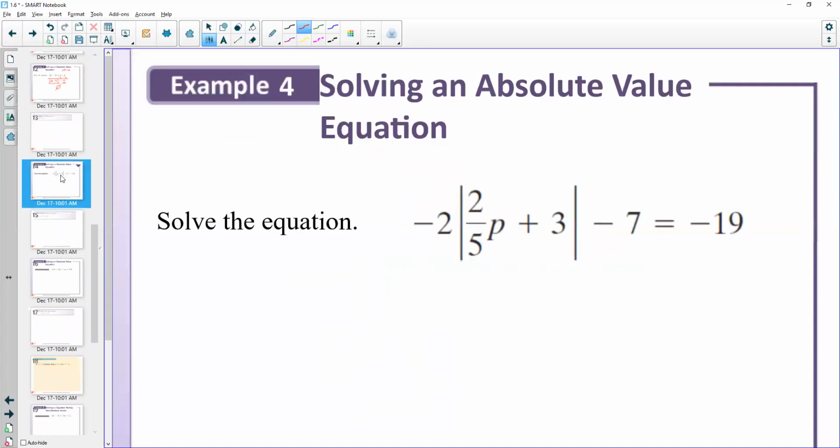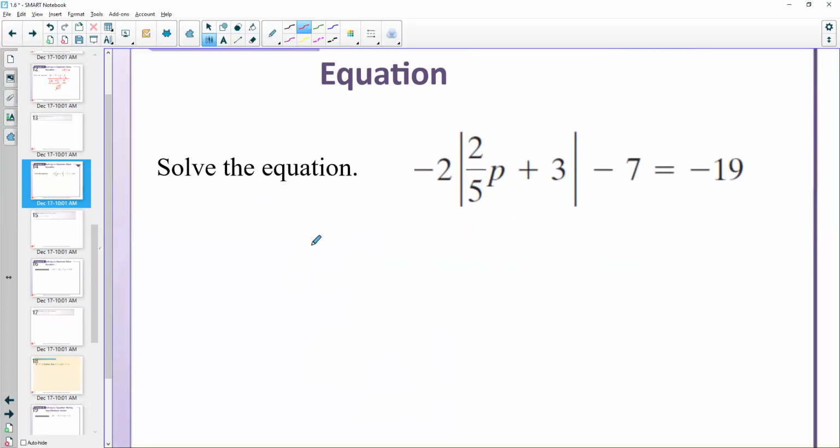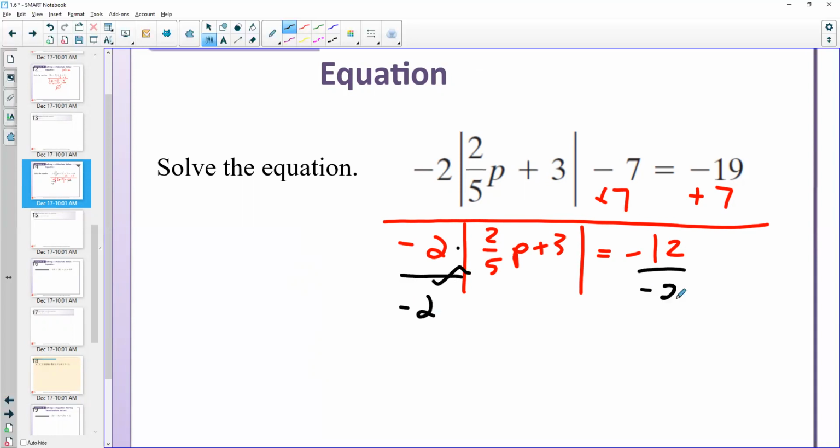Let's try another. This one, all of a sudden it got crazy looking, right? But it's not really as crazy as you think. We're going to do the same things we just did, okay? I want to get to standard form first. So I'm going to move the 7 over. I'm going to get negative 2 times the absolute value of 2/5 p plus 3 equals negative 12. I can't have the negative 2 hanging out here at the front, but because there's no sign here, that's implied multiplication, which means I can divide it through. So I'm going to get the absolute value of 2/5 p plus 3 equals 6.